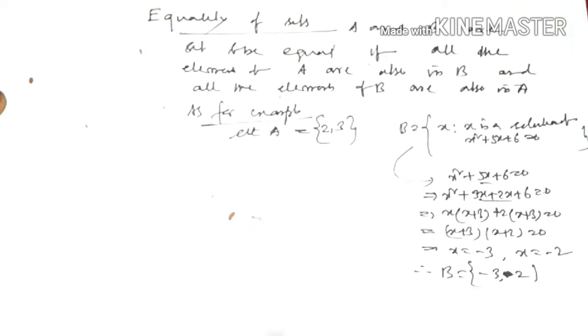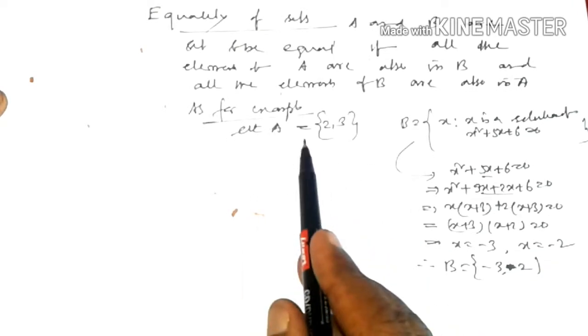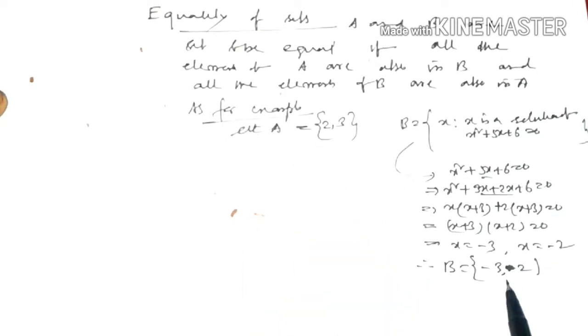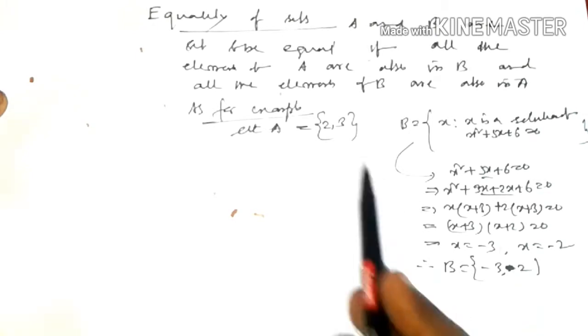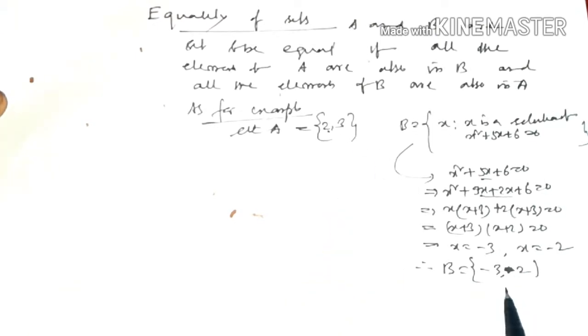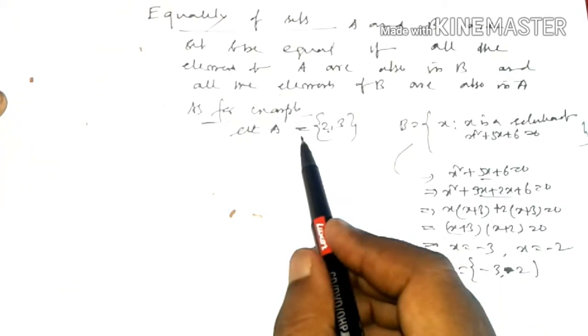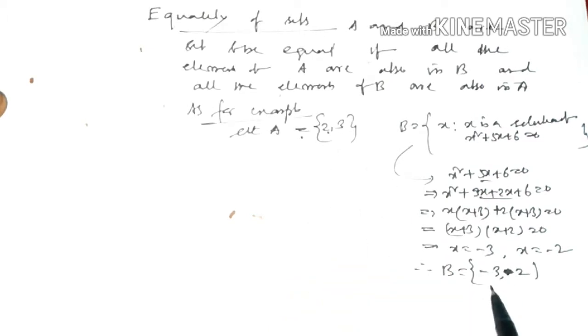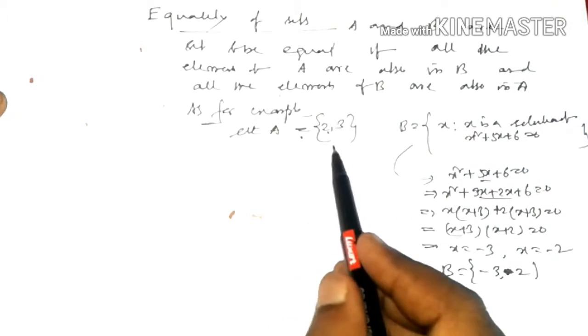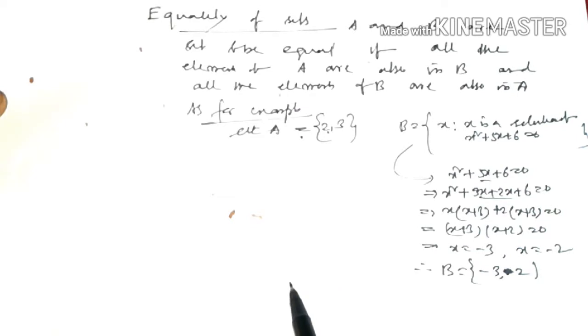We see that the elements of A are 2 and 3, but the elements of B are minus 3 and minus 2. The elements of A are not in set B, and the elements of B are not in set A. Therefore, we can write A not equal to B. Another example.